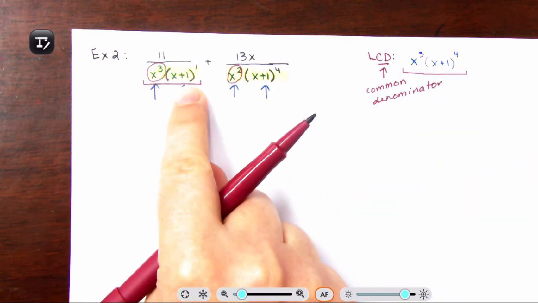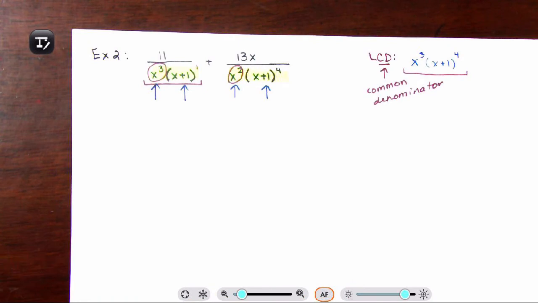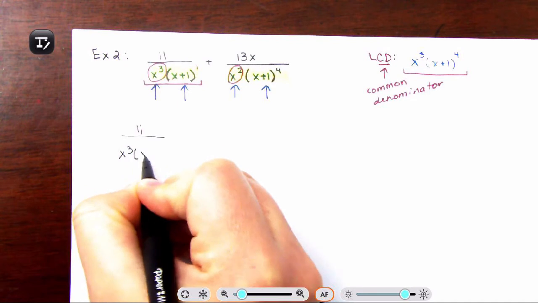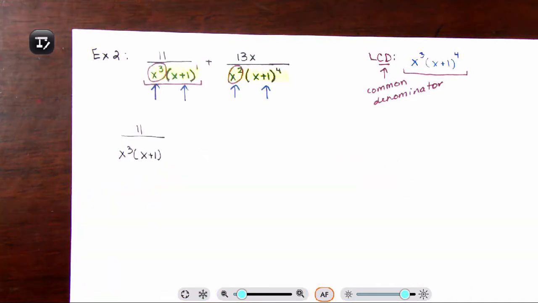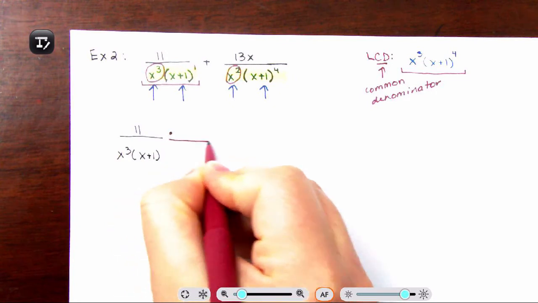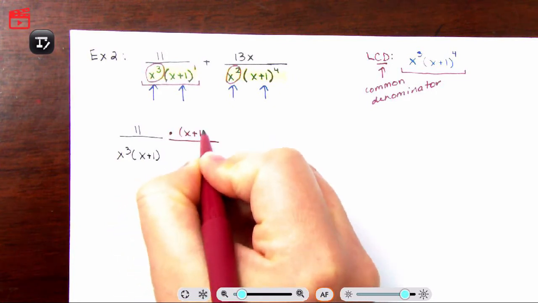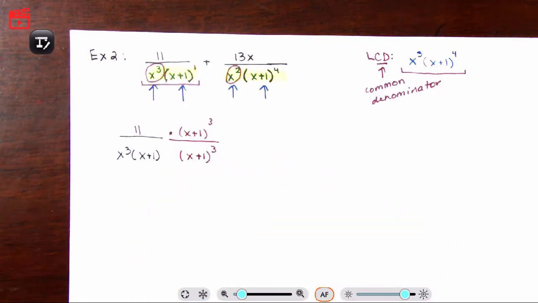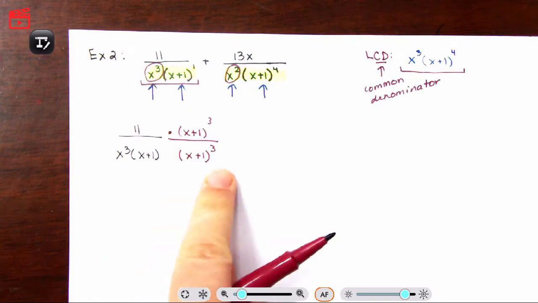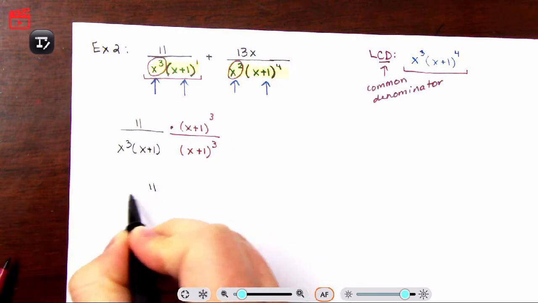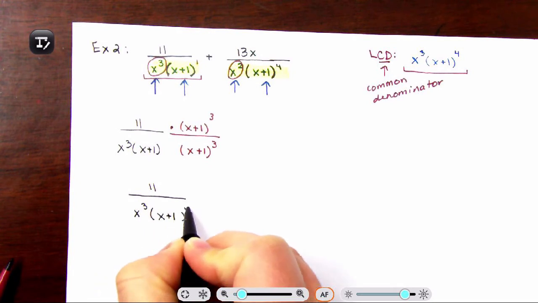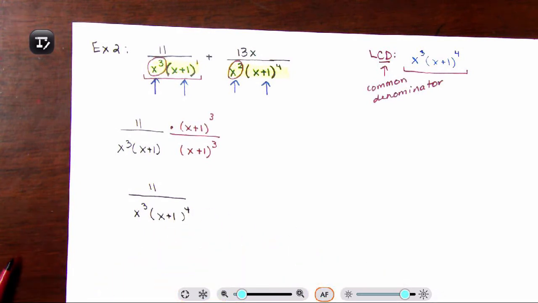Now I do have an x plus 1 to the first power. So what is missing? What is missing is 3 of those. X cubed times x plus 1. And what is missing is my x plus 1. And how many are missing? 3 of them are missing. So I'm going to multiply top and bottom of that fraction with x plus 1 cubed, because when I do that, this will then give me my LCD, which is x cubed times x plus 1 to the fourth power. We're trying to get to our common denominator.